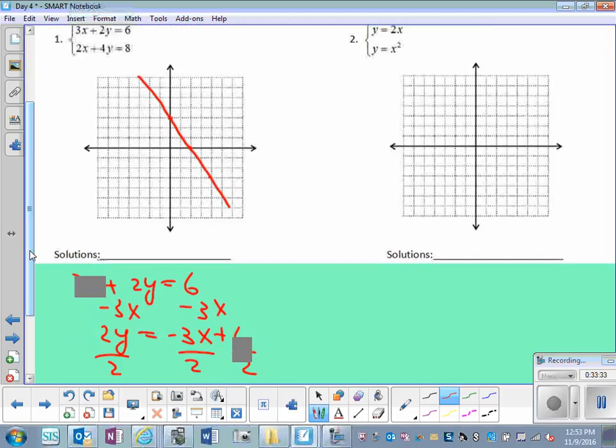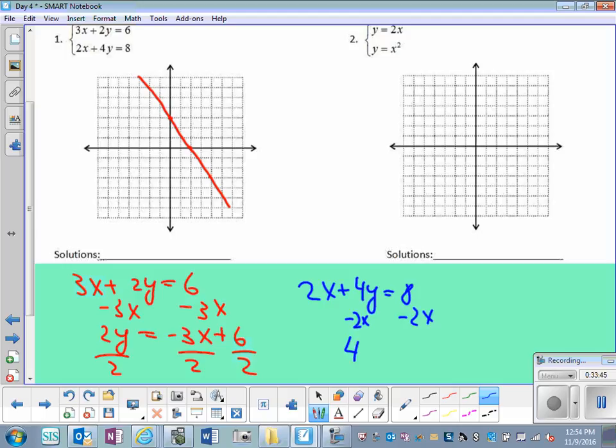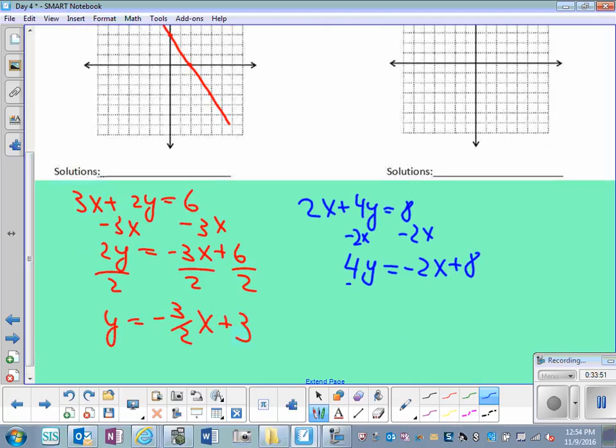2x plus 4y equals 8. So I do minus 2x to both sides to have 4y equals minus 2x plus 8. And then I get rid of 4, divide everything by 4. Now I have y equals negative half x plus 2.